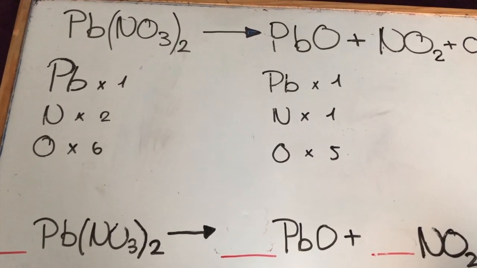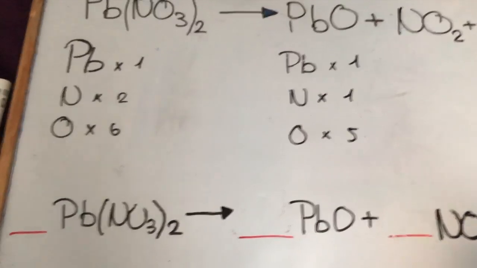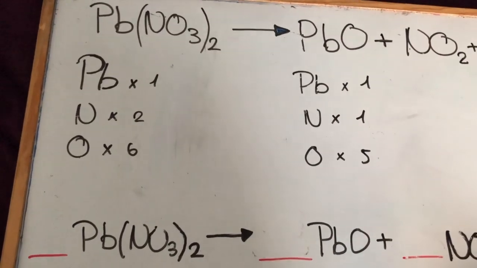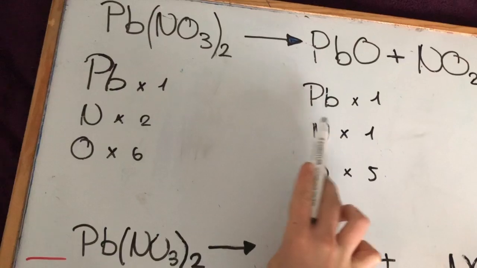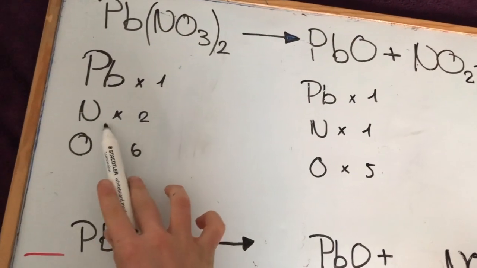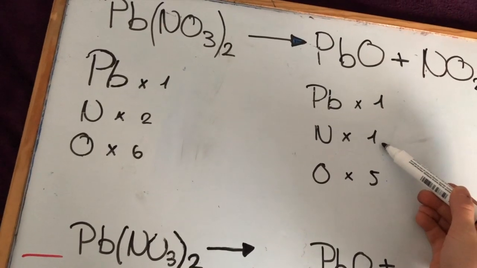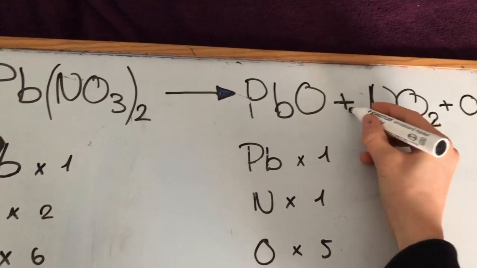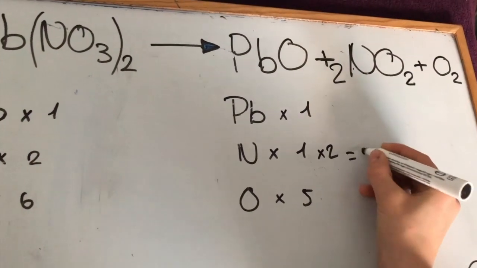Exercise 3b, and I'm going to be balancing this equation. So, first we're going to look at each element separately. We can see that these two are already equal on both sides, but nitrogen is not. So we're going to want to add 1 here. Since nitrogen is up here, we're going to want to multiply it by 2. So this is going to become 2.